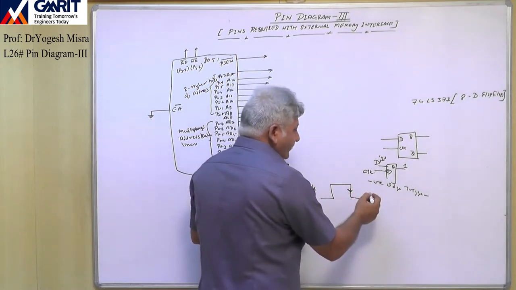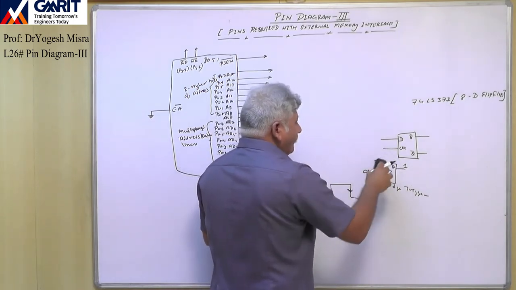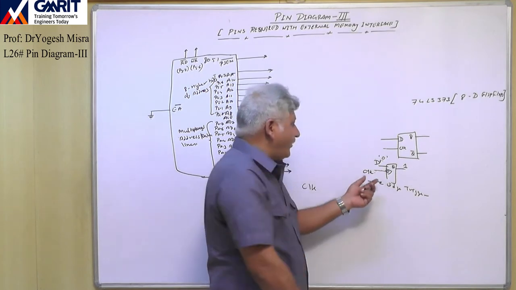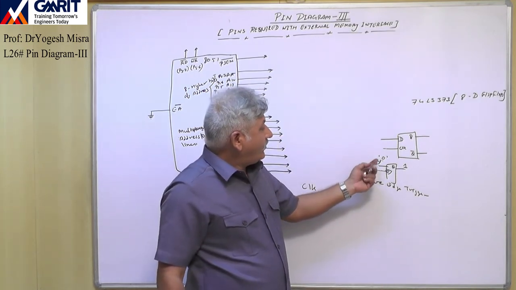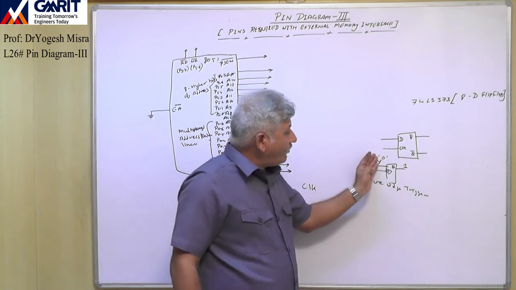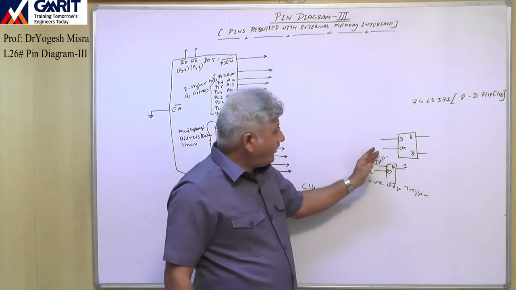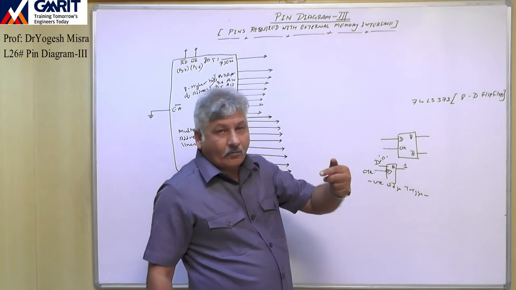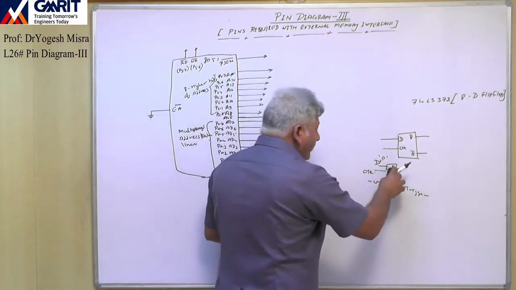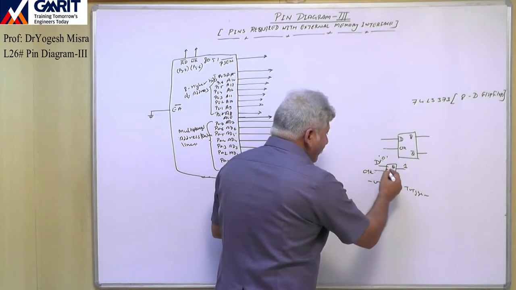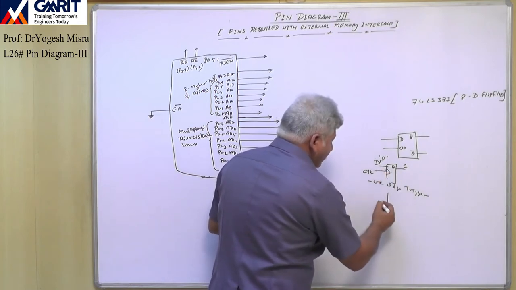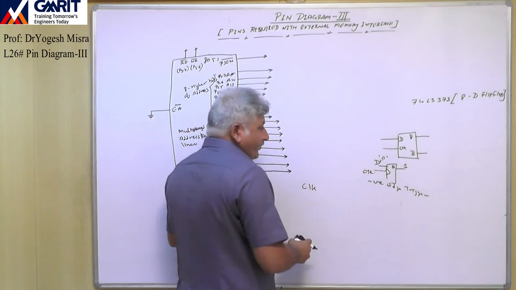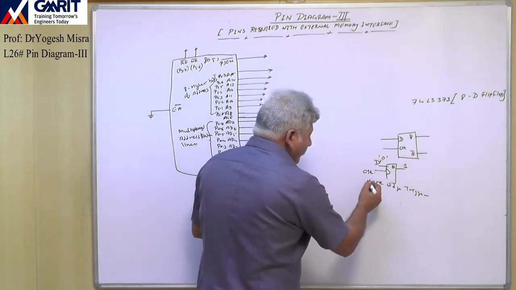Now when this edge passes, if we make the input D 0 and there is no clock applied, the clock is 0, so the value of D will not be transferred to the output. The value of D will be transferred to the output only when the clock is going from high to low. And if we remove this bubble, the symbol is now this. Previously, the symbol had one bubble. Now we have removed the bubble, so this flip-flop is now positive edge triggered.